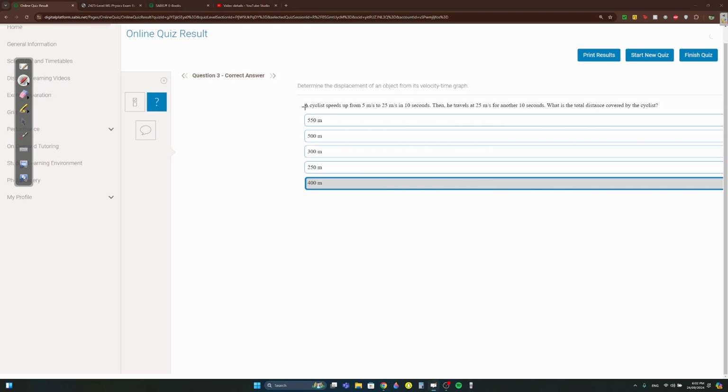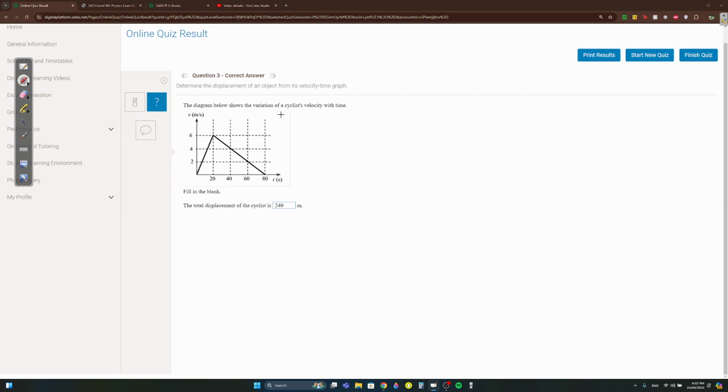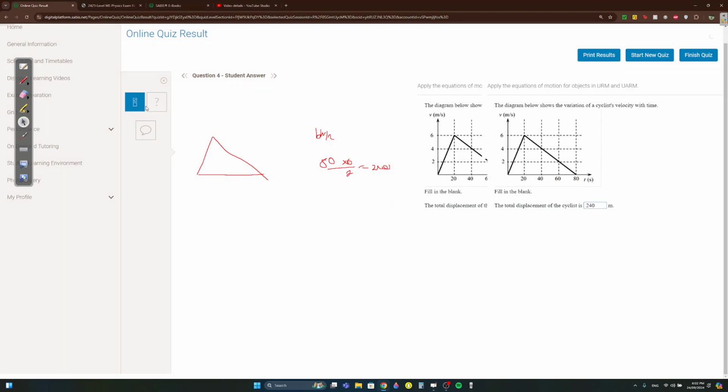Question 3. The diagram below shows the variation of a cyclist's velocity with respect to time. What is the total displacement? The total displacement, again, in a VT graph is equal to the area under the graph, right? The area under this graph is a triangle. It's base times height over 2. The base is 80. The height is 6. Divide by 2, you get 240. And these should not take any time.